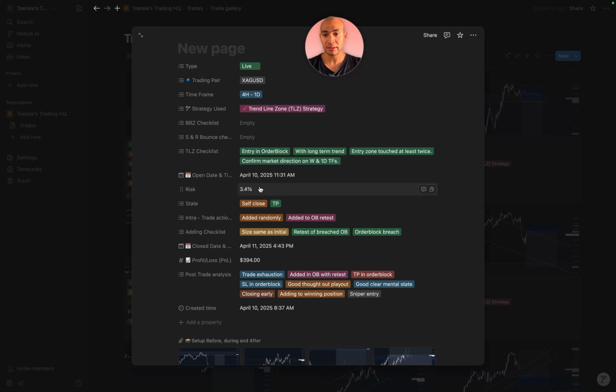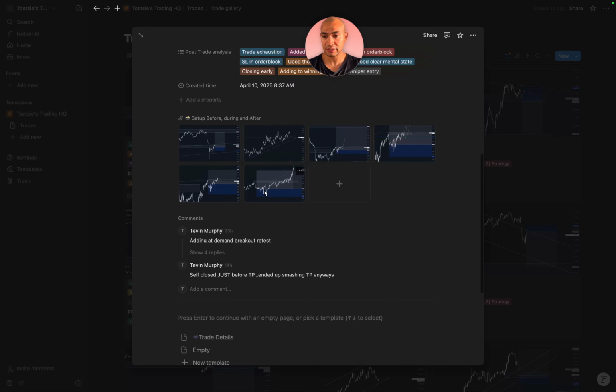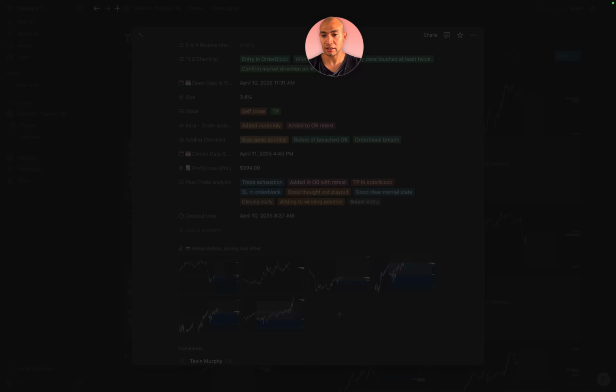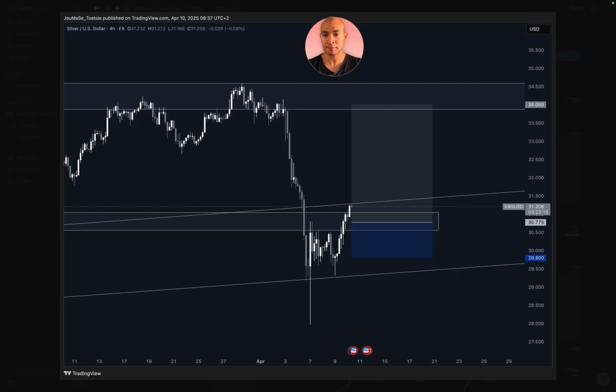You'll see here the risk has been adjusted to 3.4%. We started our trade at 0.5%. It should be down here in the notes, I didn't add all that, but we did start our trade at 0.5%. So, initial entry over here. Let's open this up. This is what we were looking at to enter. Price was up there and we were waiting for a bounce.